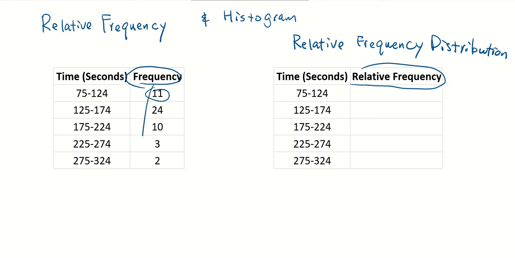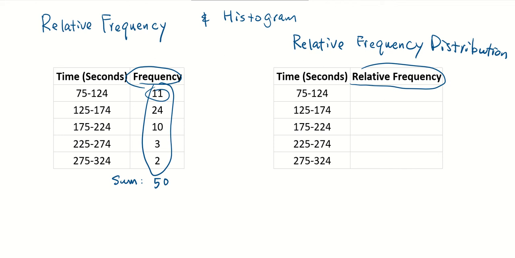First, you can add up all the frequencies here. So let's sum all the frequencies, which is 11 plus 24 plus 10 plus 3 plus 2. So let's see what it is. 24 plus 10 plus 3 plus 2, which is 50. So the sum of all the frequencies is 50.